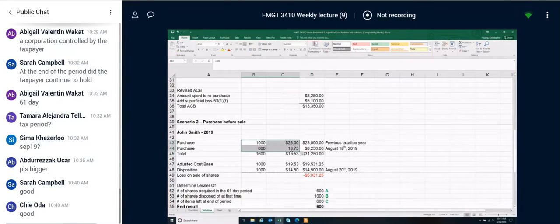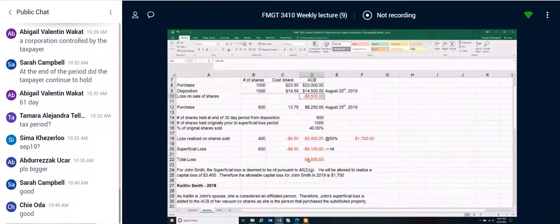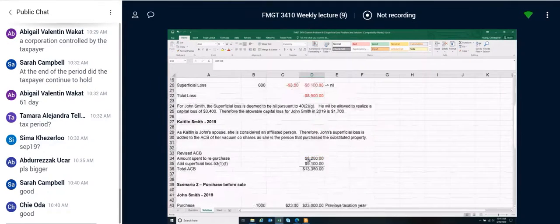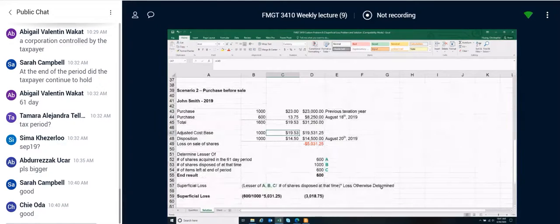When I do my weighted average, my average cost per share is 19.53. So when they actually do the sale, I only have a $5,000 loss on the sale of shares, not 8,500 like we did before. So again, my cost base has gone down. Proceeds of 14,000, cost base of 19,531. You're going to have a loss of $5,000.